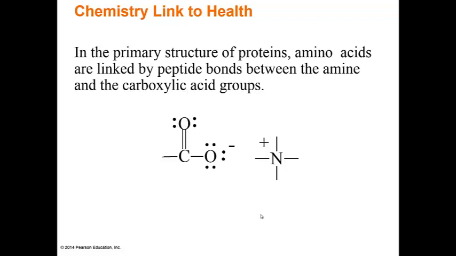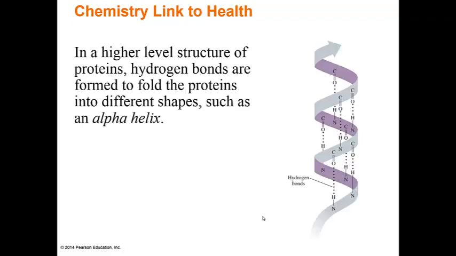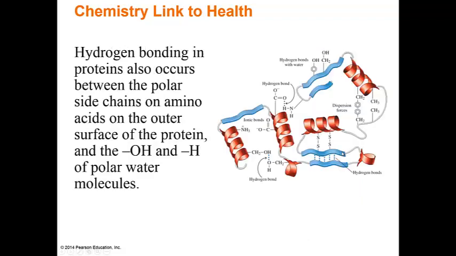In the primary structure of proteins, amino acids are linked by peptide bonds between the amine and carboxylic acid groups. Okay, so in a higher level structure of protein, hydrogen bonds are formed to fold these proteins into different shapes, such as an alpha helix. So the helical nature. All right.